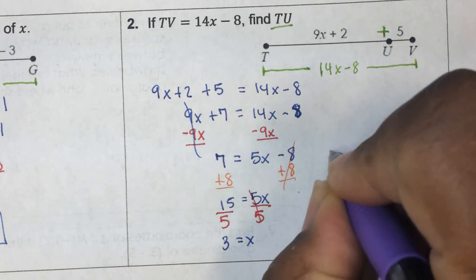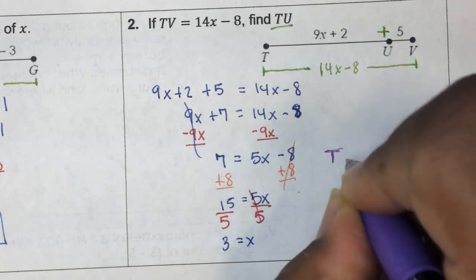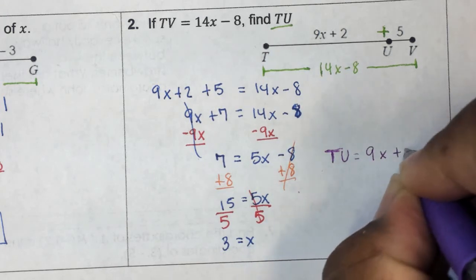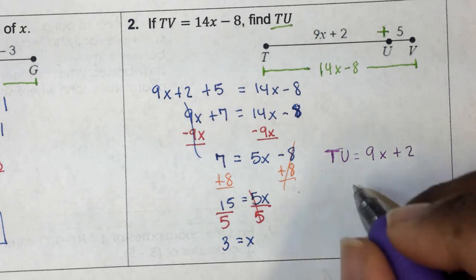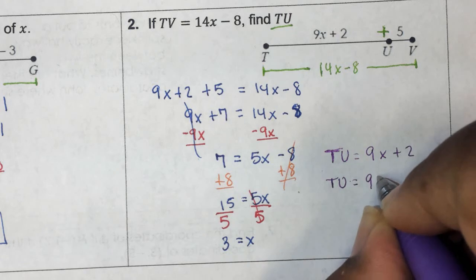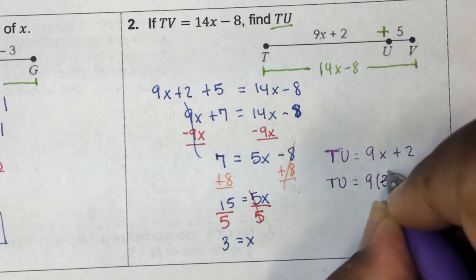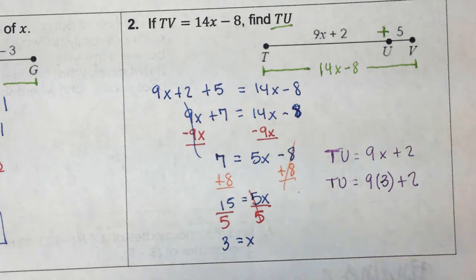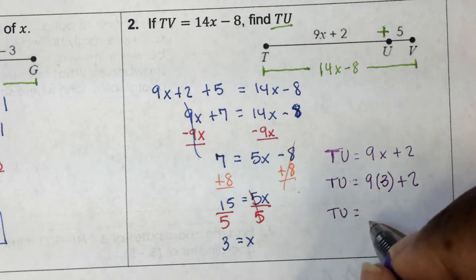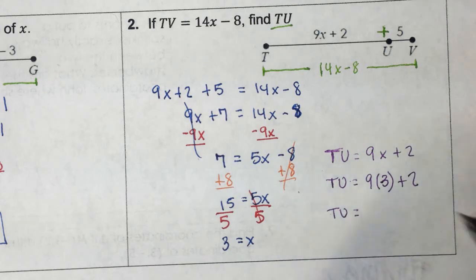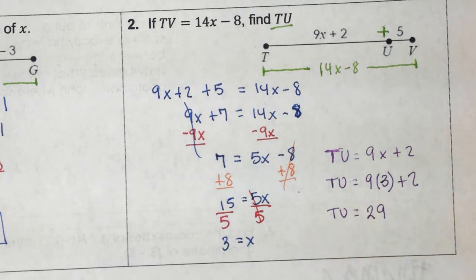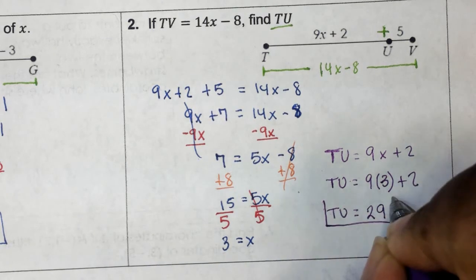So I'm going to say TU equals, I'm going to say 9x plus 2. And then I'm going to plug in for x. TU equals 9 times 3 plus 2. And then you do order of operations. Multiplication comes before addition, so 27. 9 times 3 is 27. Plus 2 equals 29. TU equals 29. Look at that.